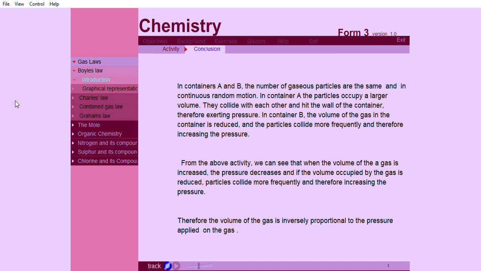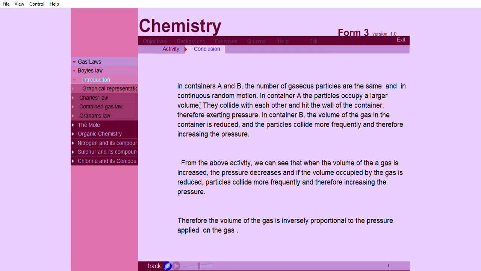in continuous random motion. In container A, the particles occupy a large volume. They collide with each other and hit the wall of the container, therefore exerting pressure. In container B, the volume of the gas in the container is reduced and the particles collide more frequently and therefore increasing the pressure.